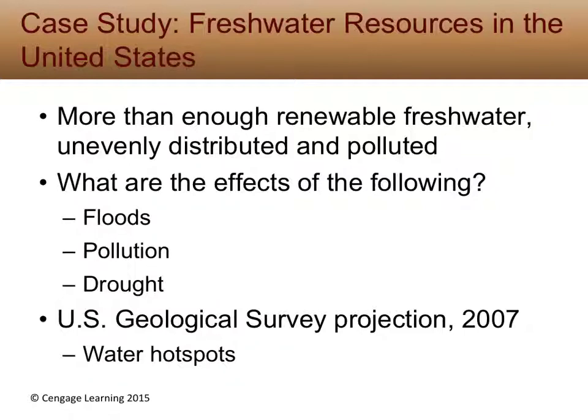Freshwater resources in the United States: more than enough renewable freshwater, but it's very unevenly distributed. Around the Great Lakes region, that area has lots of fresh water, but if you go out west or even down south when they have droughts, not so much. Think about where it's very, very heavily populated, like in Florida. What are the effects of the following? Well, floods, of course, pollution and drought, things we're going to talk about.